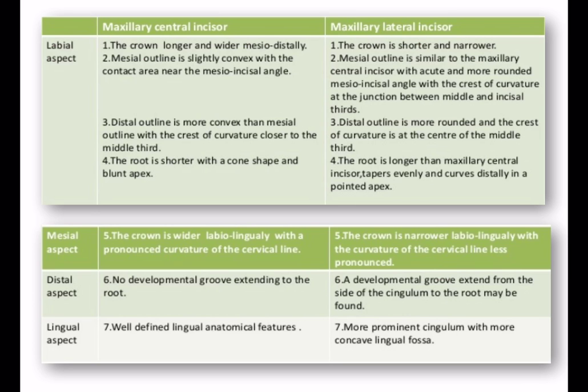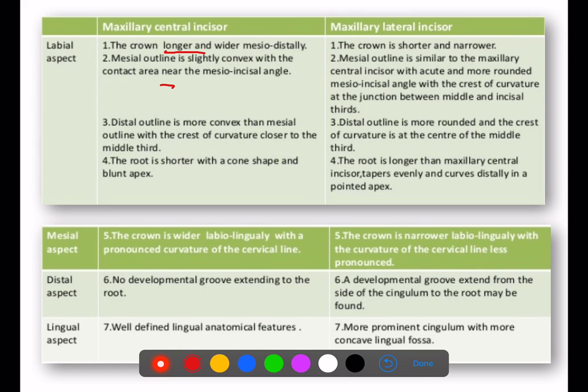So moving on to the summary of the maxillary central and lateral incisor in different aspects. You can see the labial aspect, the crown is longer and wider mesiodistally. So I told you this, of any anterior tooth, the one mesiodistally widest is the maxillary central incisor. Whereas in the maxillary lateral, the crown is shorter and narrower. The only superior feature in the maxillary lateral incisor is the root length, which is longer than the central.